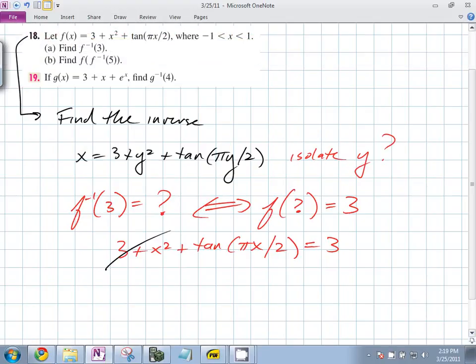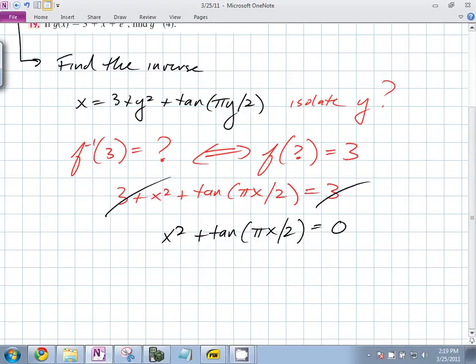Oh, the first step's nice. So you end up with x squared plus tangent of pi x divided by 2 equals 0. You want to solve that. What's the problem? Inside and outside. You have a problem there. Inside-outside trig function. Not cool. So what are you going to have to use? You can use common sense, but you need to prove that it's the only one. That's correct. What are you going to use?